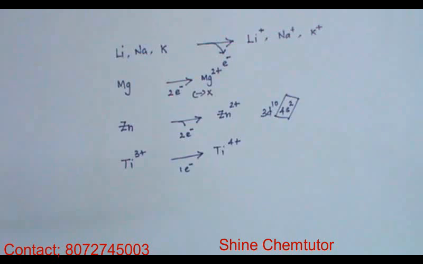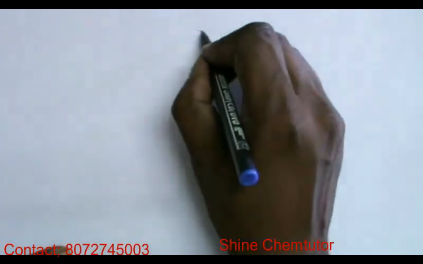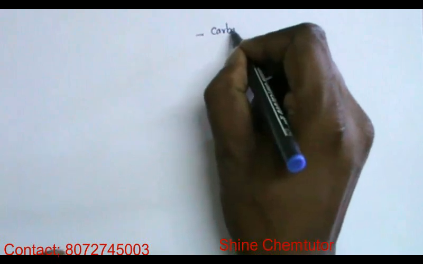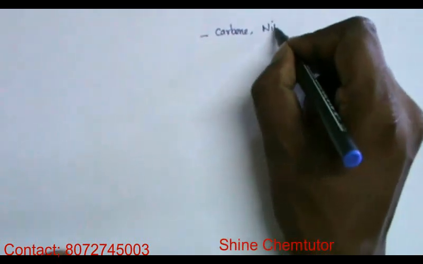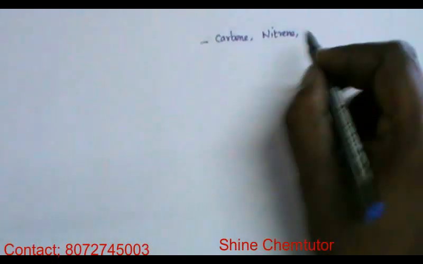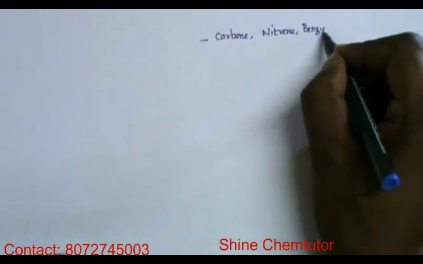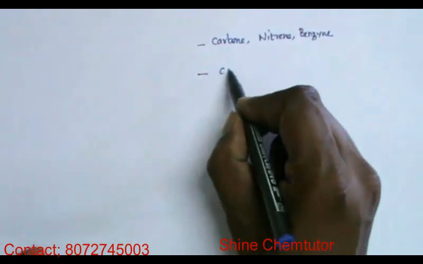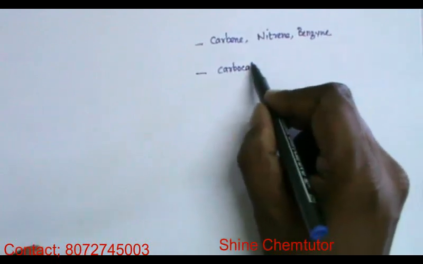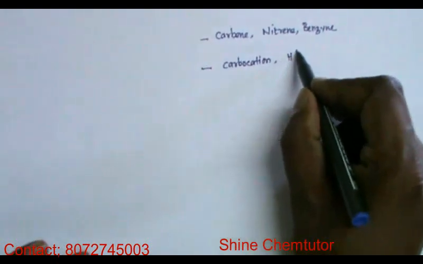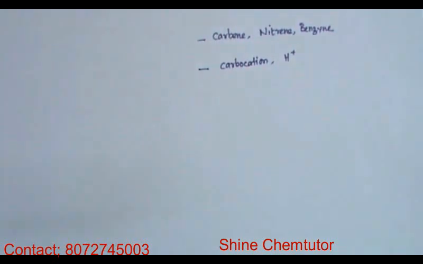Now let us see the reactions of these metals and their application. Before going to that, I would like you to recall the electrophiles. I categorize the electrophiles as carbene, nitrene and benzyne. This is the first category. The second category, carbocation and H plus. So basically positively charged species.